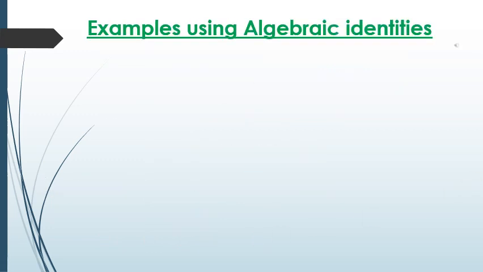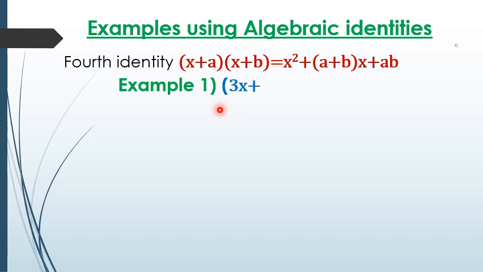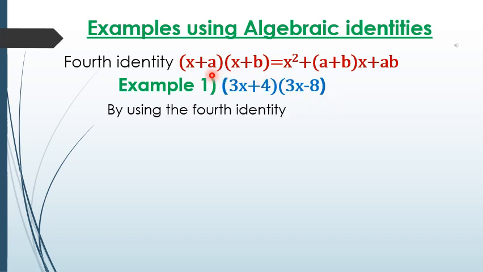I am going to solve some examples by using the fourth identity. That is (x plus a) into (x plus b) is equal to x square plus (a plus b) into x plus ab. Let us take the first example: 3x plus 4 into 3x minus 8. We will use the fourth identity. Here x is equal to 3x, a is equal to 4 and b is equal to minus 8. Here the constants a and b can have either positive or negative values.